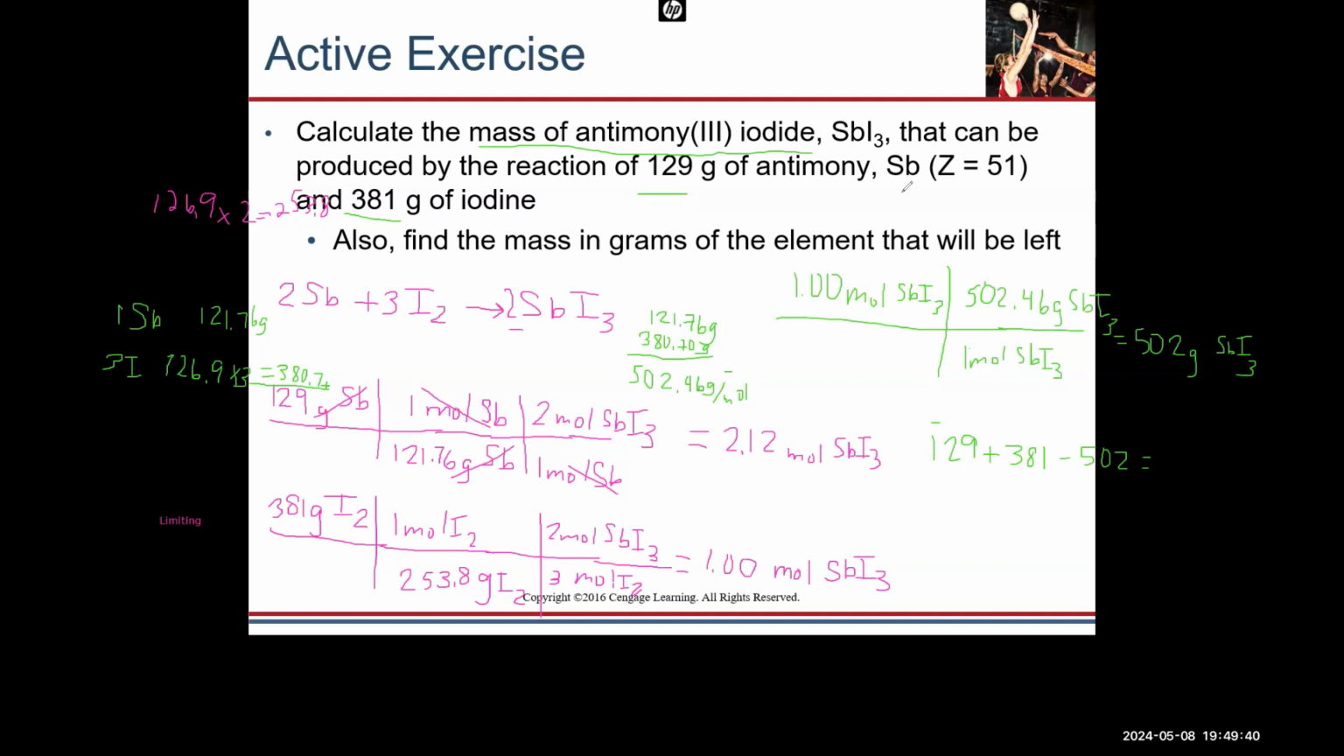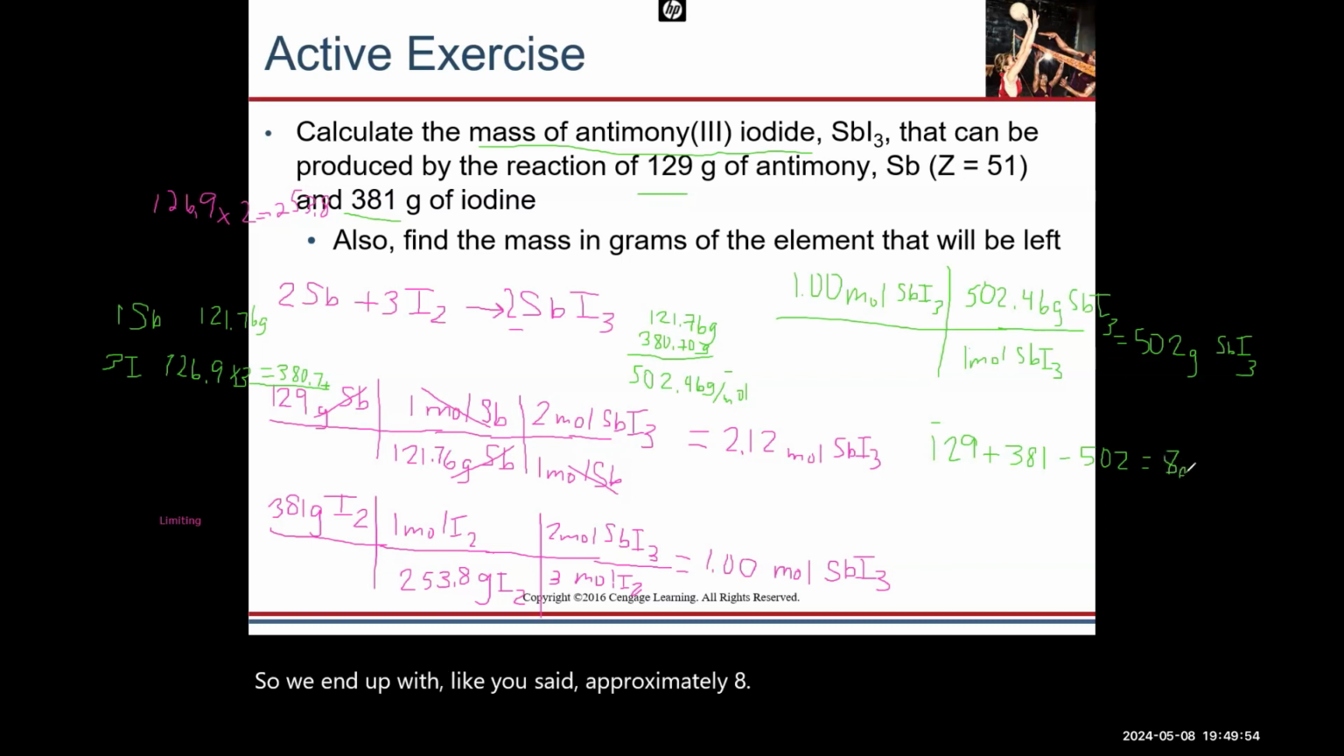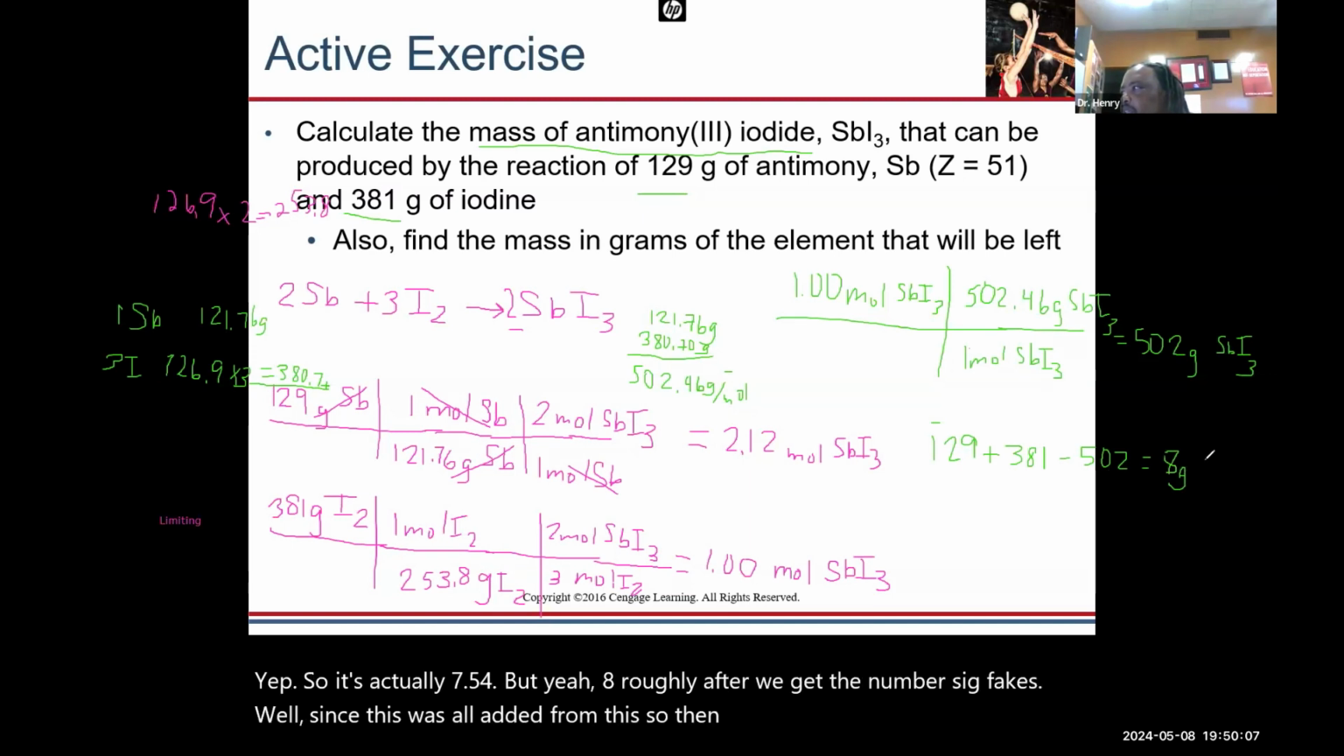That's about 8 grams of antimony. So we end up with, like you said, approximately 8. I put in the calculator 129 plus 381 minus 502. Yep. So it's actually 7.54, but yeah, 8 roughly after we get the number of sig figs. Well, since this was all added, we get 8 grams approximately SB. So that is one way of doing it.